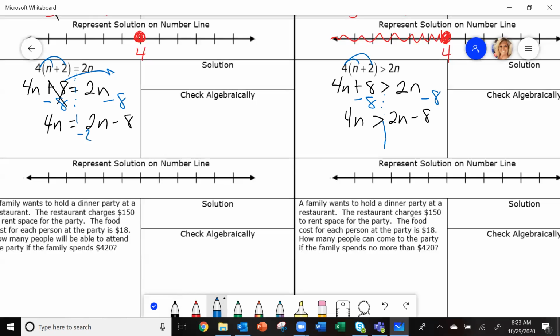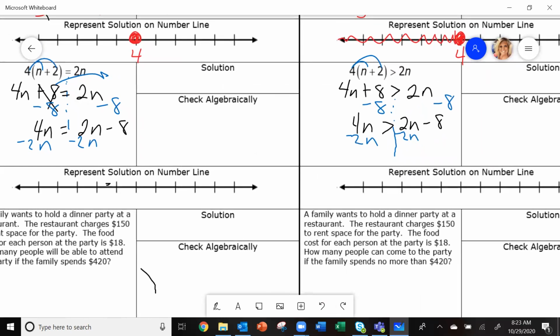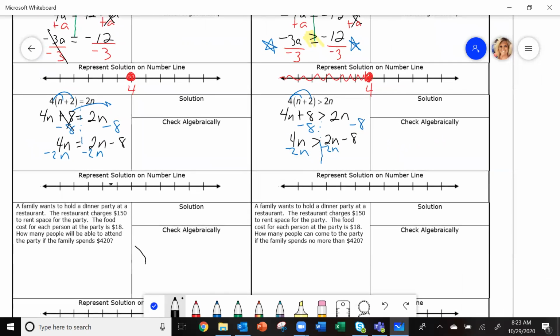Then I'm going to subtract 2n from each side. Okay, subtract 2n from each side. I'm running out of room. I wrote a little big here. Well, that's not going to work, is it? Okay. Give myself some room here. So I've got 2n equals negative 8. From here, you divide by 2. Your answer will be n equals negative 4.